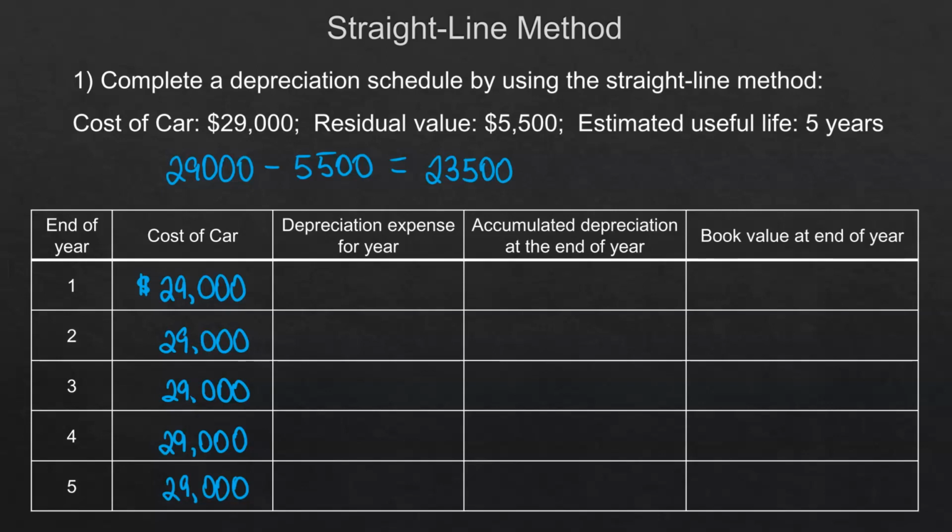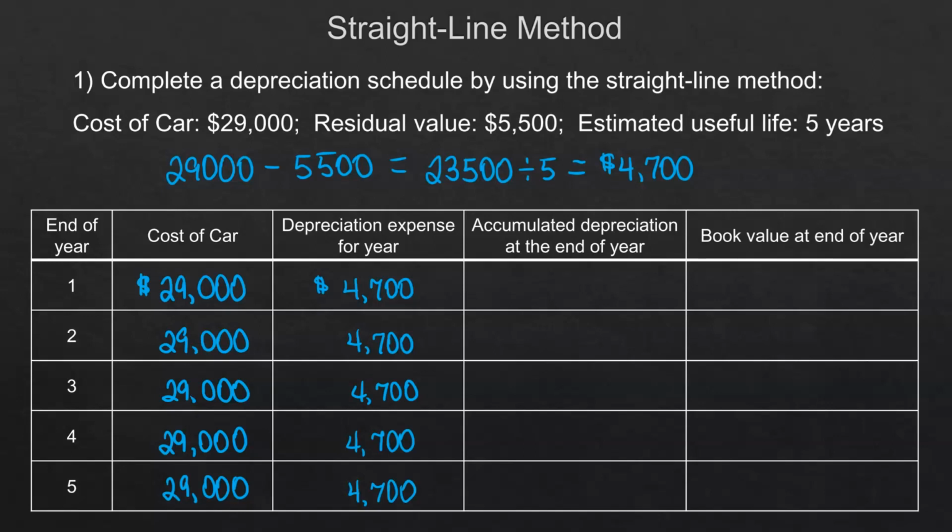and then we're going to take that and divide it by the number of years stated for your useful life. So we divide that by 5 in this case, and we see that we're going to take 4,700 in depreciation every year. So the depreciation expense for each year is going to be 4,700 all the way down this column. All right, so every year we take another $4,700 off for the depreciation on the straight line.